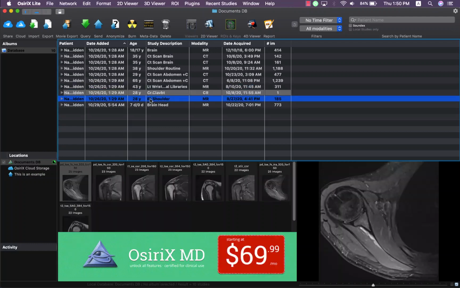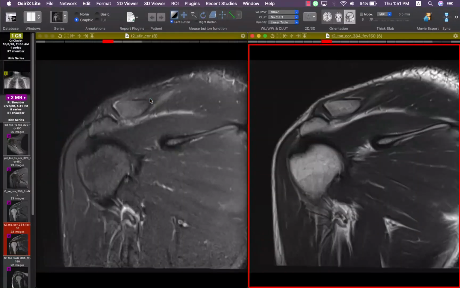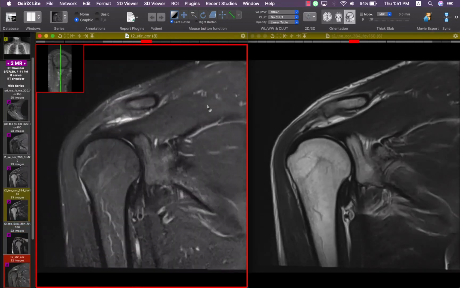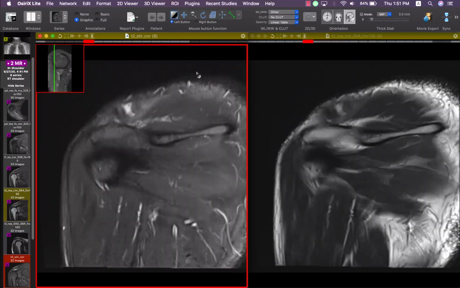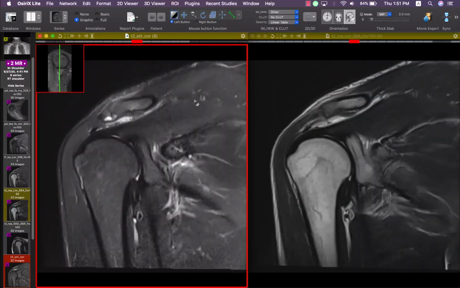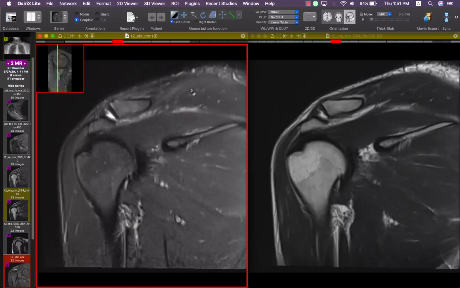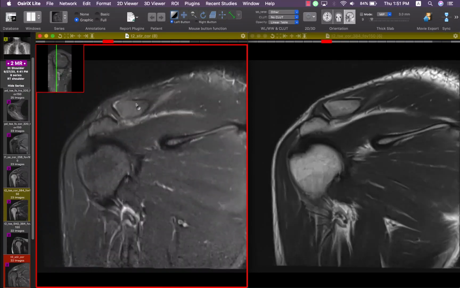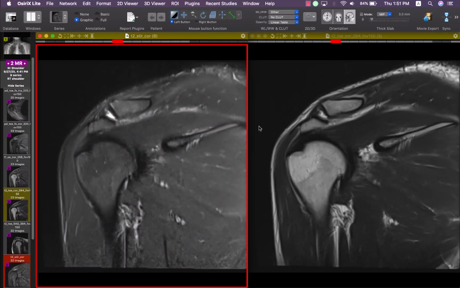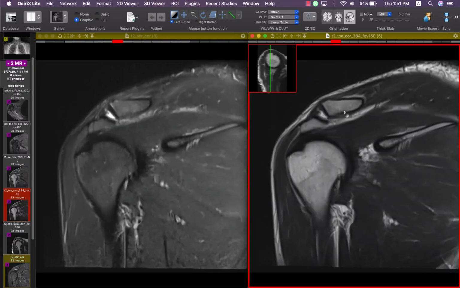Here is the last case, a 28 years old male patient who came with an injury to his right shoulder, and we can see here that there is a wide separation of the acromioclavicular joint, and there is a disruption of the acromioclavicular ligament, the inferior and superior portion of the acromioclavicular ligament, they are disrupted.